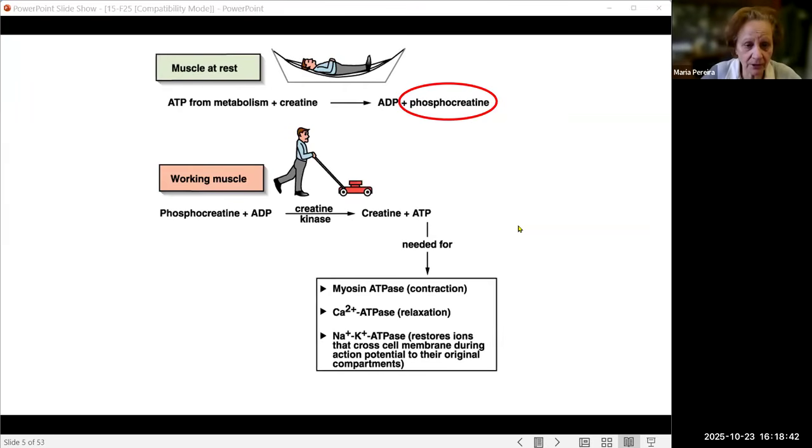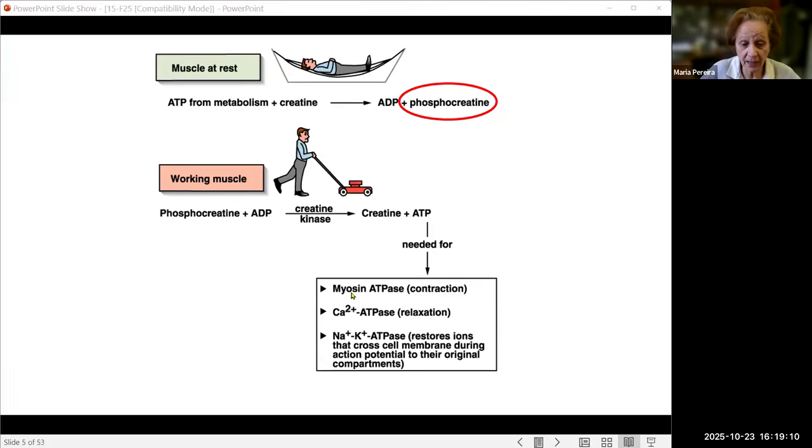Okay, so here we are. So now during resting, we have a higher level of this phosphocreatine. And when we are doing exercise and so on, the phosphocreatine is depleted because the phosphate group is added to ADP to make ATP. So this ATP is used for what?